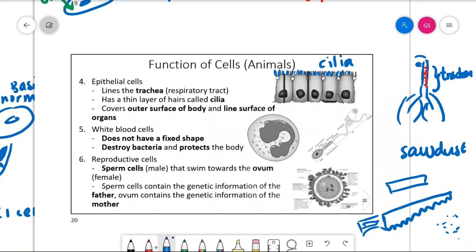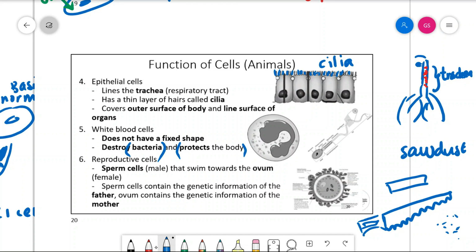Okay, that's all. Now, white blood cell. Now, in your blood, apart from red blood cells, you also have something called the white blood cell. Yeah, this white blood cell. And this white blood cell is not going to transfer oxygen, but it is going to help you to fight against diseases, viruses, bacteria, germs, all that kind of thing. Okay, so it says destroy bacteria and protect the body. That's the function. Okay? And it does not have a fixed shape, by the way.